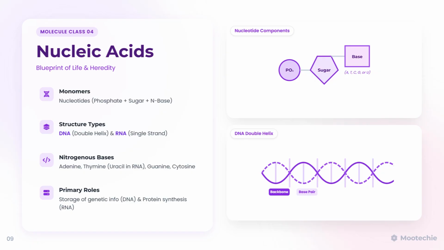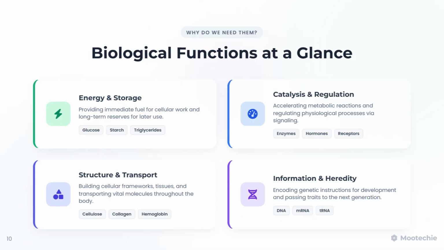So why do we need them? Let's look at biological functions at a glance. First, for energy and storage. They provide immediate fuel for cellular work and long-term reserves for later use. Examples include glucose for immediate energy, starch for plant storage, and triglycerides for long-term storage in animals.